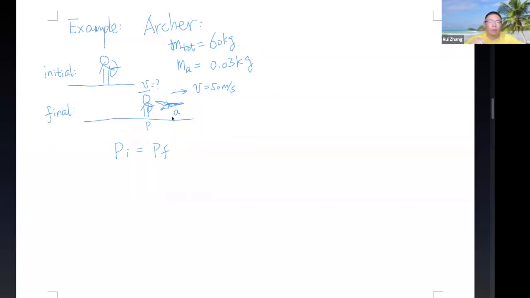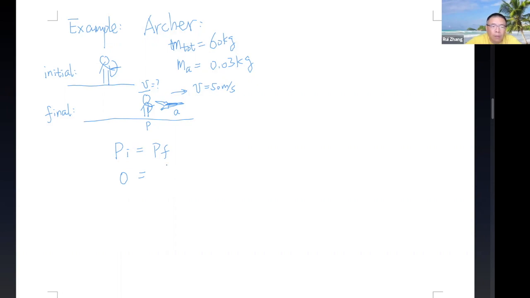It is 0, okay, because everything's at rest. So it is just 0 in this case, very simple. Now, after the arrow is out, we know there's some velocity from the arrow, but there might be some velocity for the people as well.